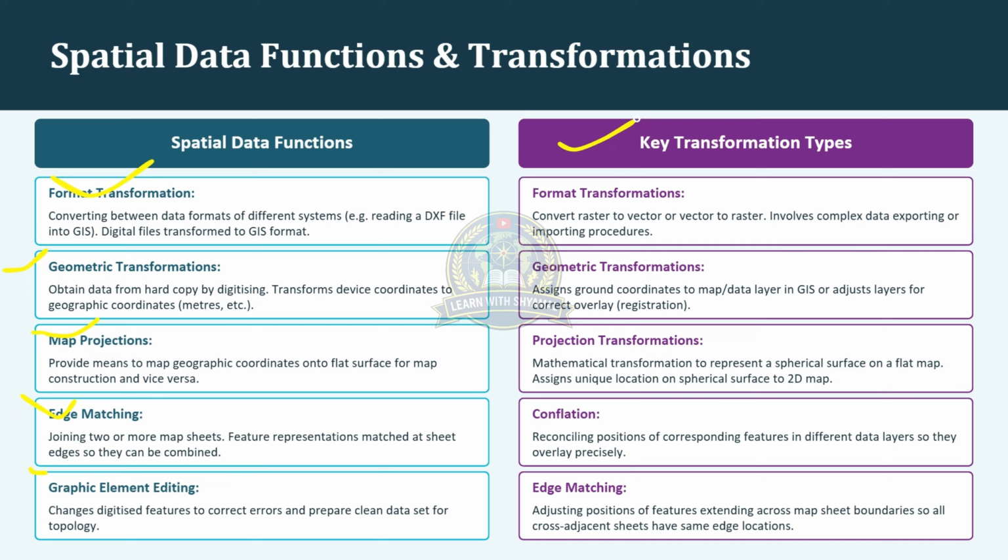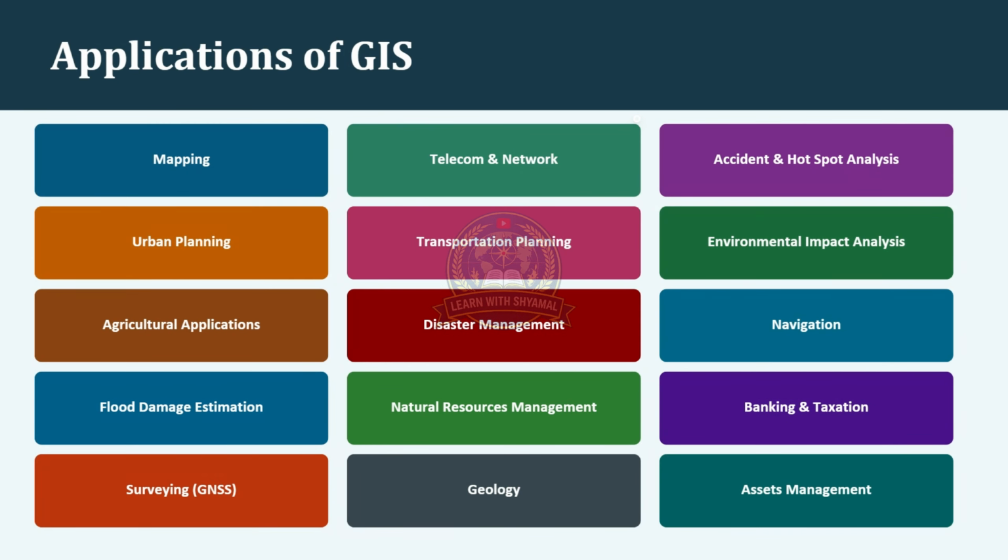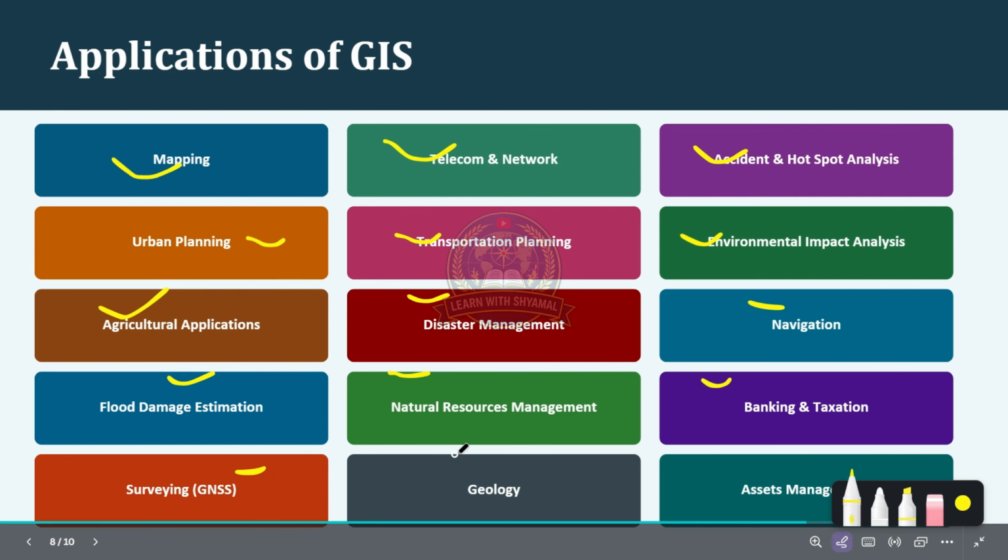Edge matching: adjusting positions of features extending across map sheet boundaries so all adjacent sheets have the same edge locations. Applications of GIS: mapping, telecom and network, accident and hotspot analysis, urban planning, transportation planning, environmental impact analysis, agricultural applications, disaster management, navigation, flood damage estimation, natural resource management, banking and taxation, surveying, GNSS, global navigation satellite system, geology and assets management.